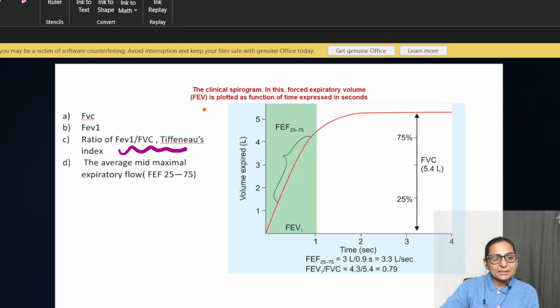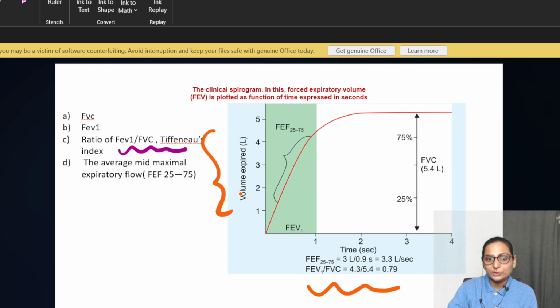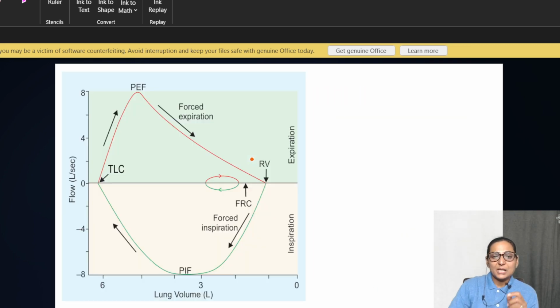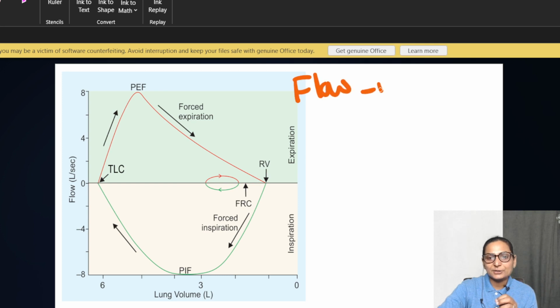This is called a clinical spirogram, right? Where on the x-axis you take time and on the y-axis you take volume. So this is giving you a ratio of FEV1 to FVC. This is the clinical spirogram, whereas these are your flow volume loops.